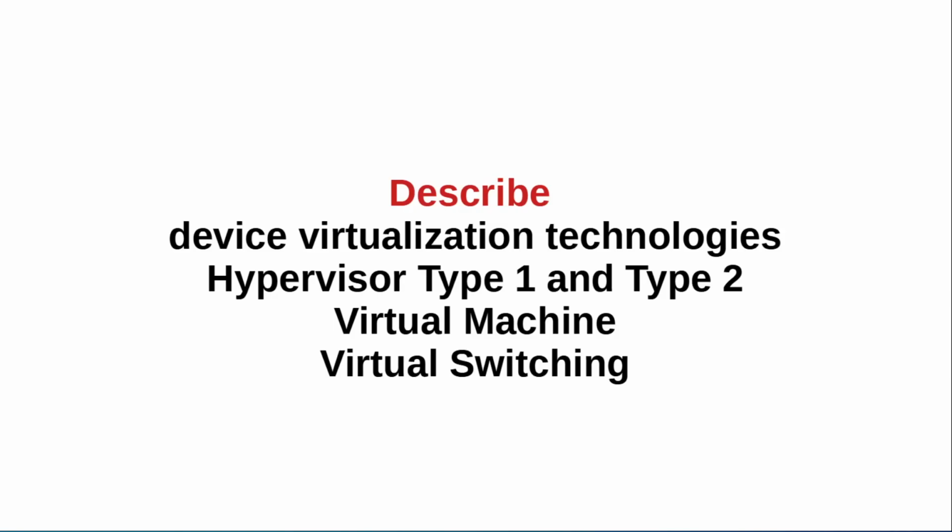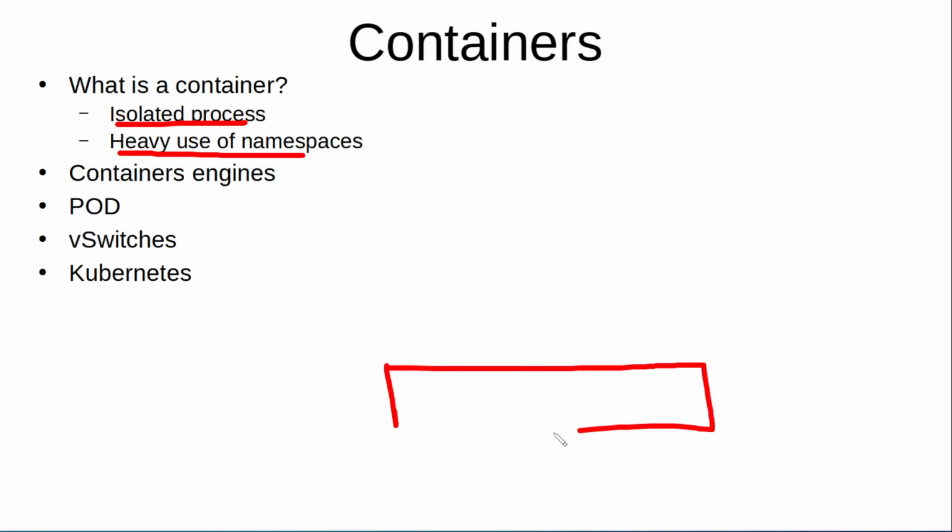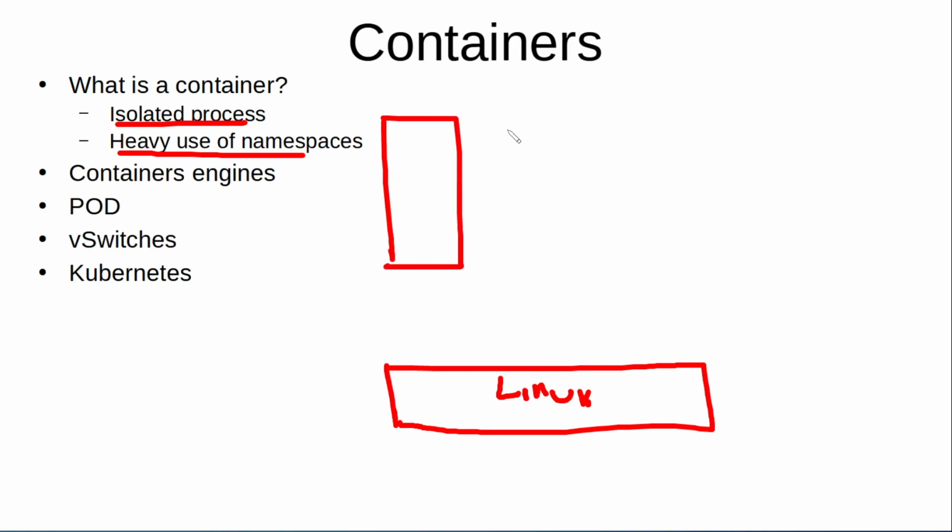Let's continue talking about virtualization. In this case, we're going to talk about containers. Containers are isolated processes that make heavy use of namespaces. So for instance, you can have your operating system, which can be Linux, and you will create your isolated processes that will be making use of namespaces.